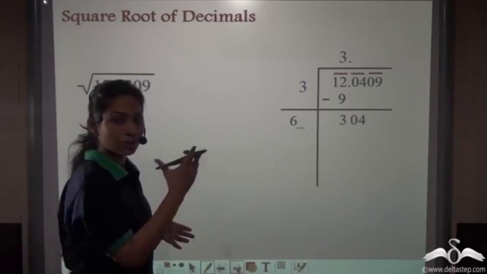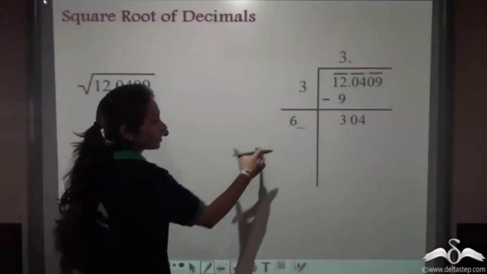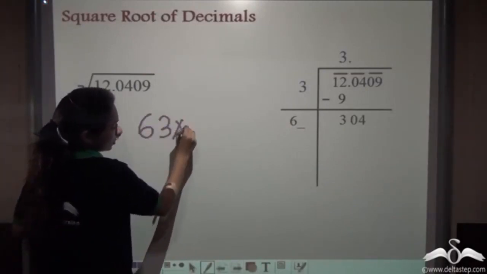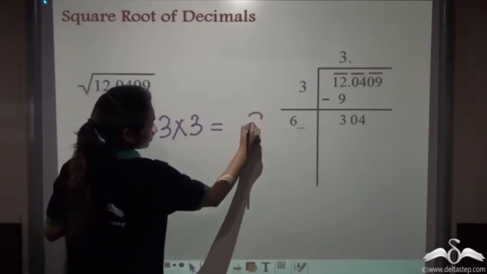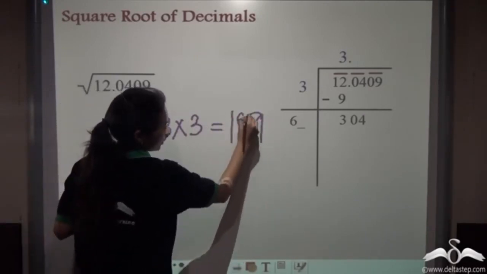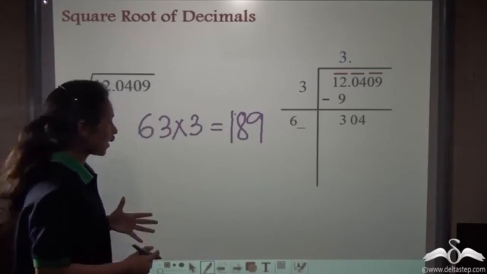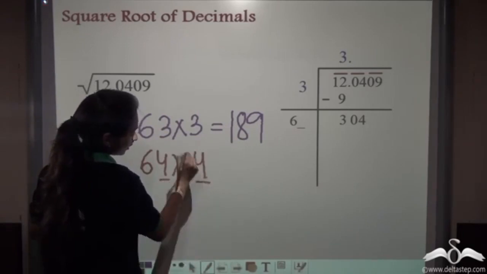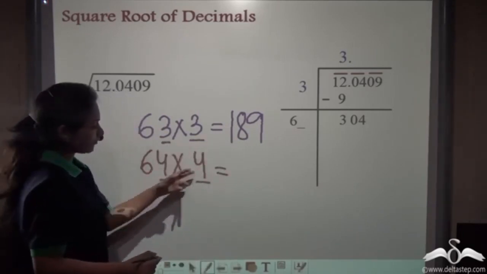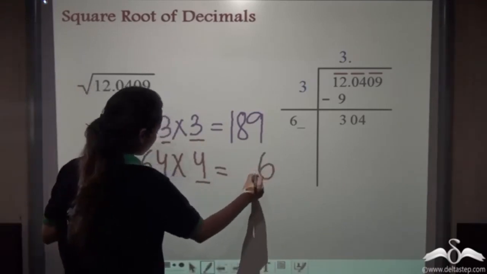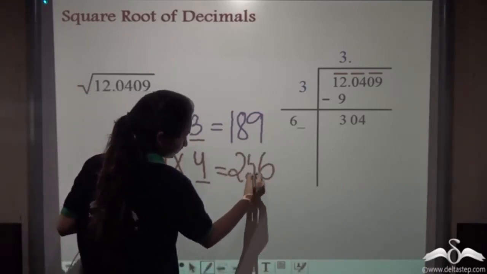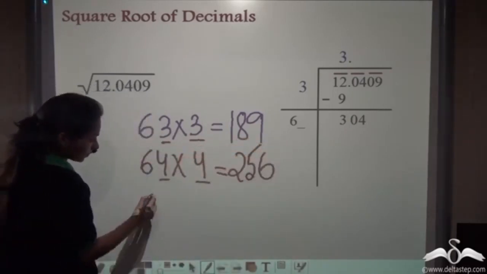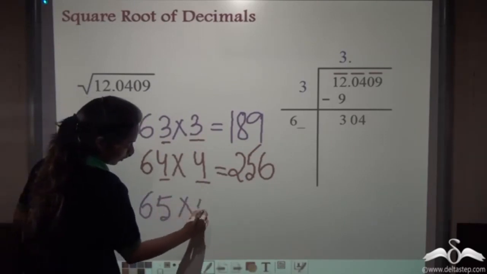So just recall the long division method. We'll do the same thing over here. Find that digit here. Well, 63 into 3. What will we get? 189. Well, that is less than 304, but let's verify again. 64 into 4. You can see we are using the same digits here. So 64 into 4, what do we get? 256. Well, this is even less than 304, but let's try another number. 65 into 5.